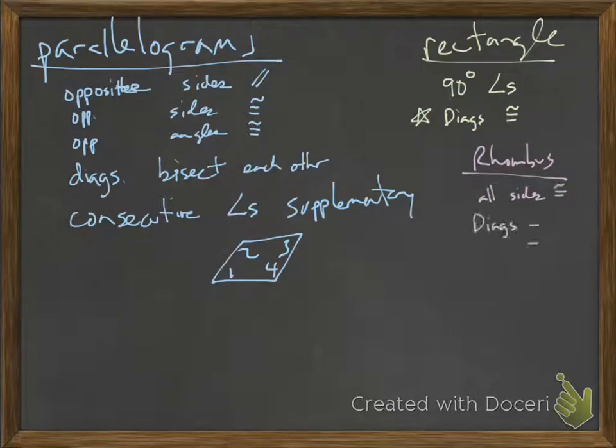The qualities of rhombuses, rhombi: all the sides are congruent. That's what makes a rhombus a rhombus. It's a parallelogram where all the sides are congruent, or it's a quadrilateral where all the sides are congruent. The diagonals are perpendicular, and the diagonals bisect the angles. Okay, those properties you have to know.